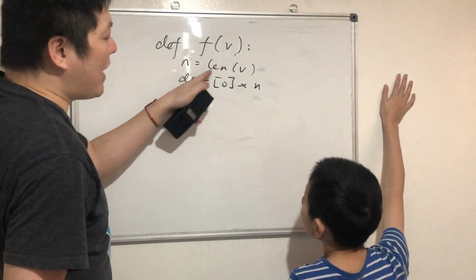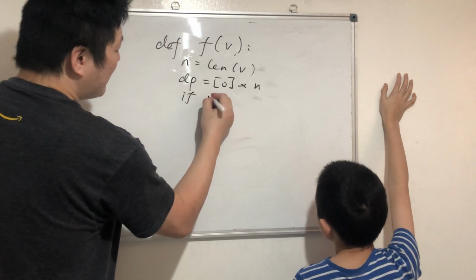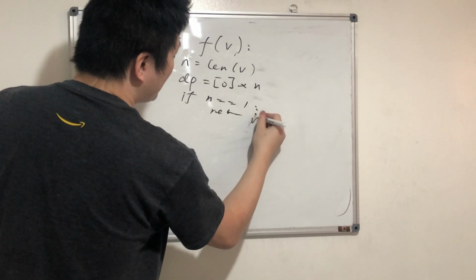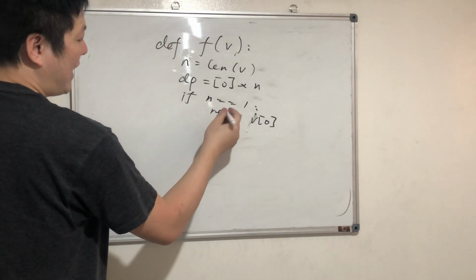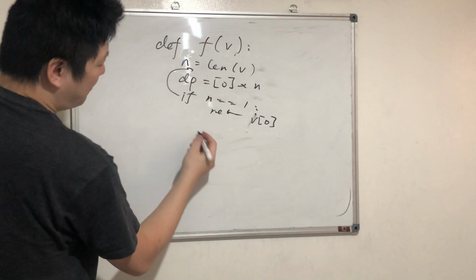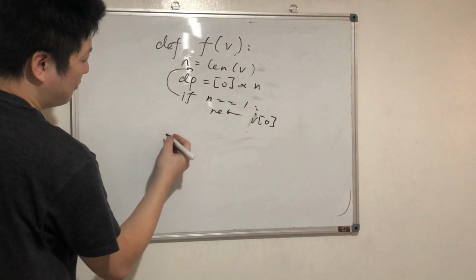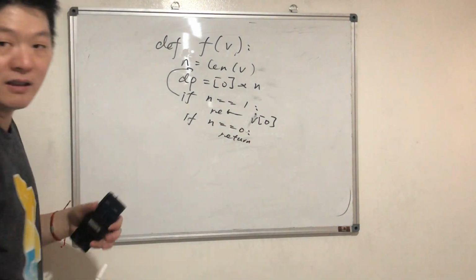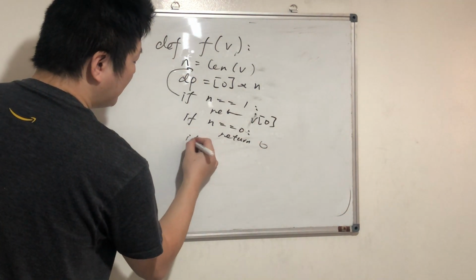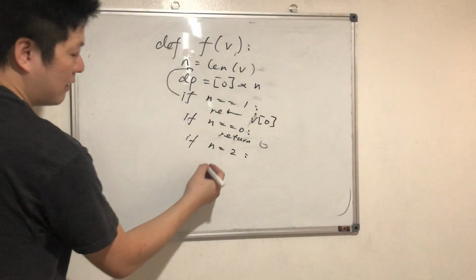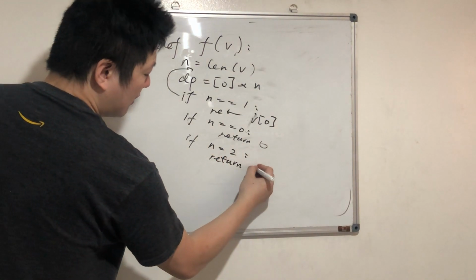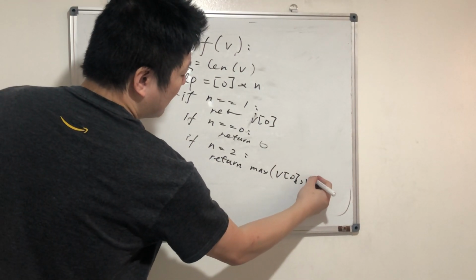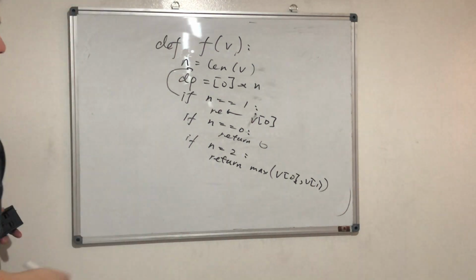If n equals 1, okay, let's write it. If n equals 1, return what? v0. This should be put before that. If n equals 0, what should we return? 0. If n equals 2, return what? Return max of v0 and then v1. Okay, now this is interesting.